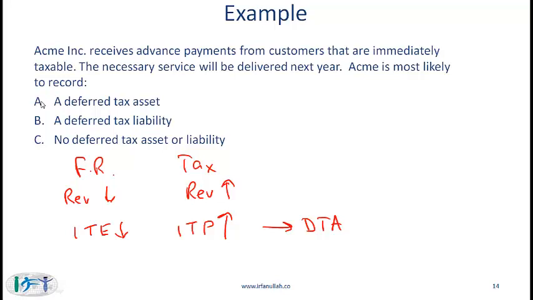Here the correct answer is A. On the financial reporting side, the revenue will be relatively low compared to the tax side. Therefore, the income tax payable is going to be higher than the income tax expense, and that will lead to a deferred tax asset.